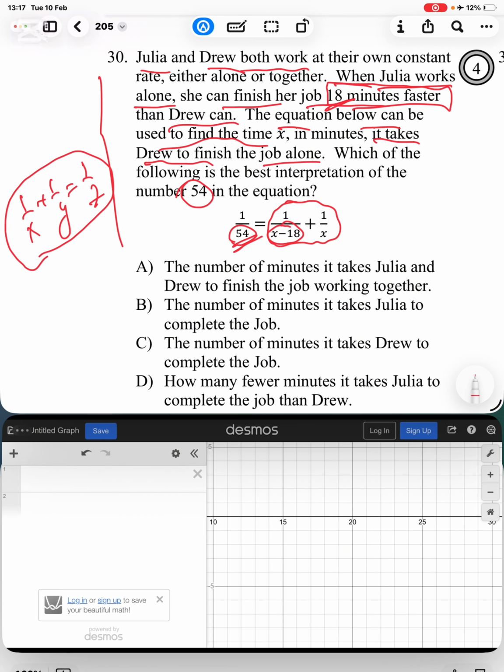Okay, now from the answer choices, we have to think about them. The number of minutes it takes Julia and Drew to finish the job working together, okay, it's going to be selected. The number of minutes it takes Julia to complete the job. Now only this one, z, will not illustrate a single person's work, which illustrates the work done together. Okay, the B choice is eliminated. Number of minutes it takes Drew to complete, not again. It should be for two people. How many fewer? With this expression, which will not illustrate how many fewer or how many more, only a single choice should be selected, A.